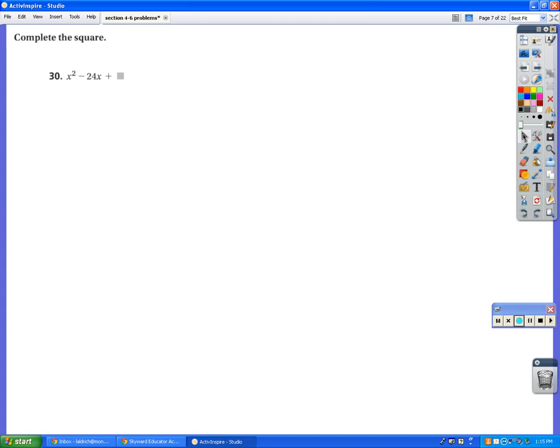Okay, so now we are getting slowly into the more complicated stuff. For number 30, you're supposed to find the number that would go into the box there that would allow us to factor that into two things that are the same.